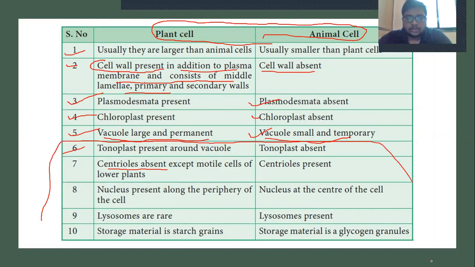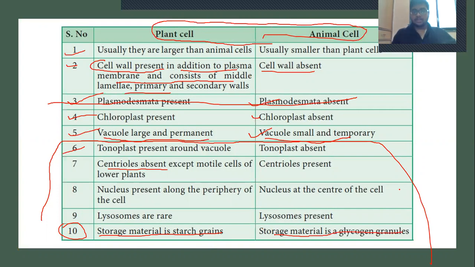Okay, you can also skip this third point. The main thing is these 4 points: larger than animal cells, and points 1, 2, 4, and 5. Those are much more important points in the distinction of plant and animal cells. Okay, and yeah, this 10th point also can come into the picture, such as starch grains. Storage material is in the form of starch grains in plant cells, and storage material is in the form of glycogen in animal cells. In plant cells, it is stored as starch. In animal cells, it is stored as glycogen. You must remember this.